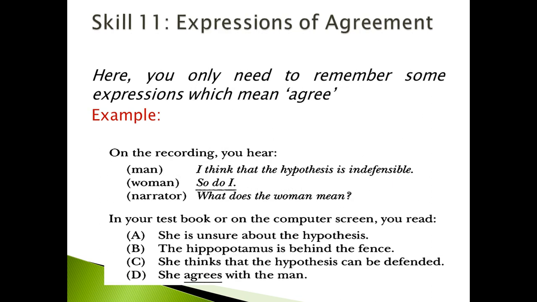Now we come to skill 11, expressions of agreement. So here, you only need to remember some expressions which mean agree. Di sini, kalian hanya perlu untuk mengingat atau menghafal beberapa ungkapan yang bermakna setuju. Okay, now we see the example. I think that the hypothesis is indefensible. So do I. Nah, so do I merupakan salah satu ungkapan yang menyatakan persetujuan. So the answer is, she agrees with the man. Dia setuju dengan laki-laki itu.